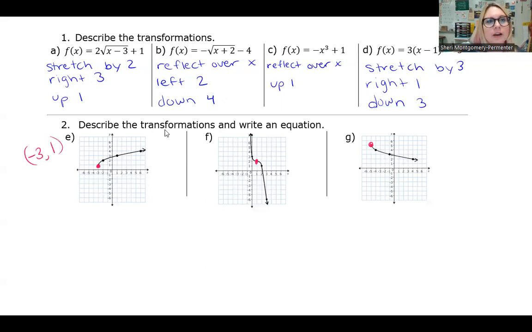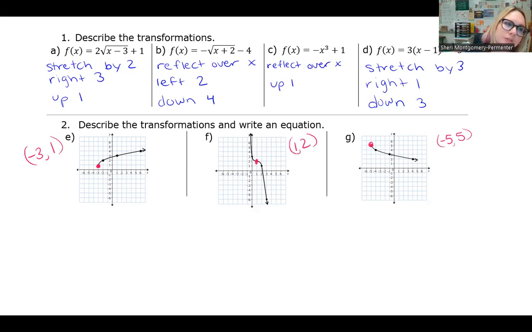What's the point for F? What's this point? What's this point? 1, 2. And what's the last point? -5, 5.